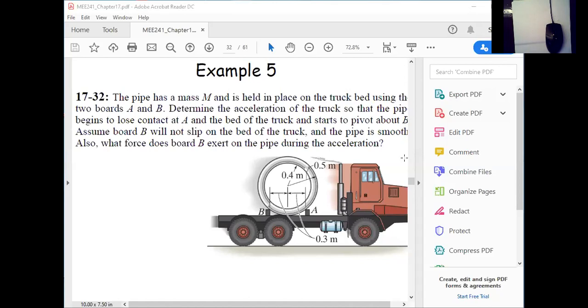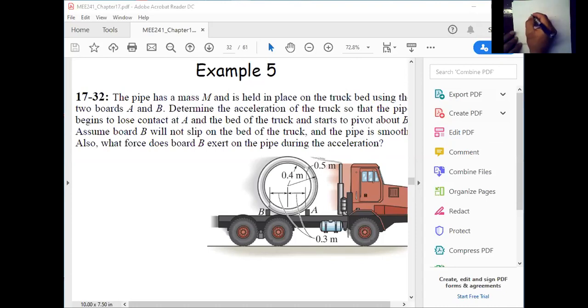Obviously, before you do this lecture, make sure you have watched all the 3 lectures that we have on chapter 17, and really understand them. And if you have questions on them, you can ask me, and I'll be more than happy to explain these to you. All right, so let us work on this problem, example 5.